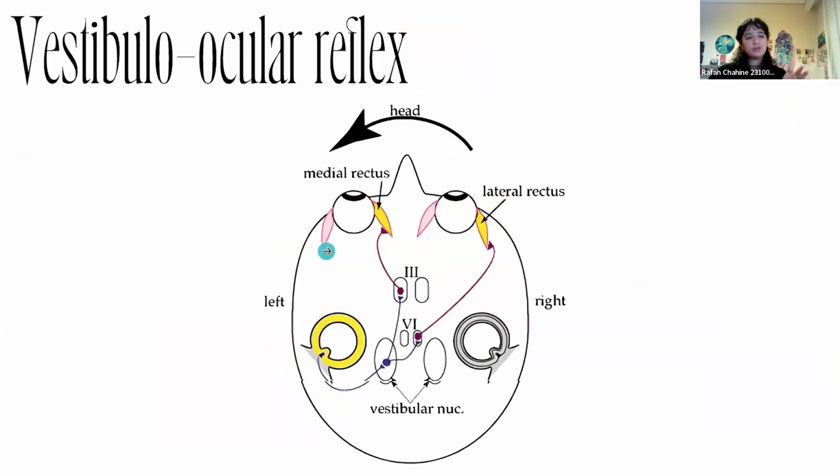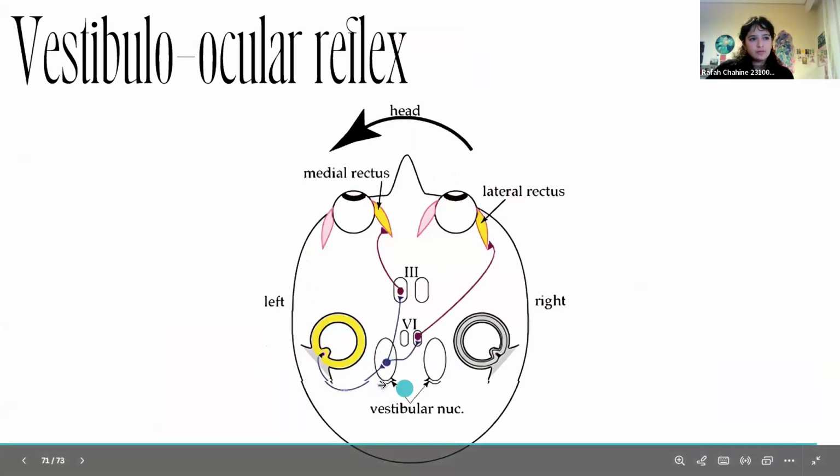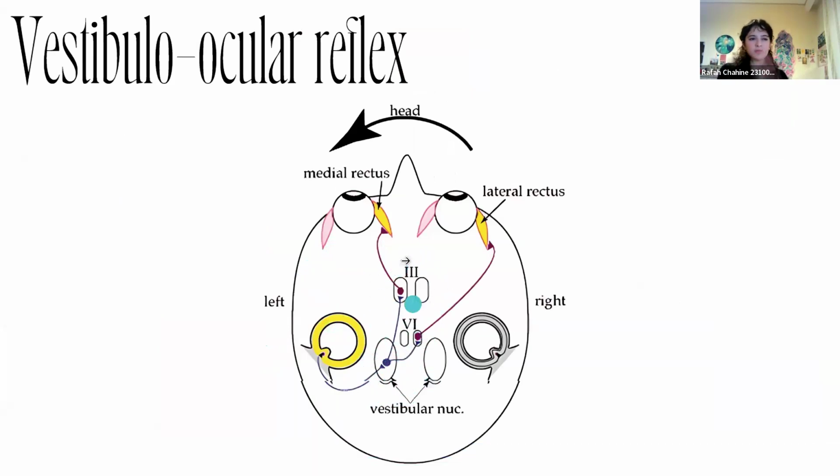Now, the vestibulo-ocular reflex, okay? Like, these are the vestibular nuclei. This is for 6 and this is for 3, okay? Because right now we're only talking about medial rectus or lateral rectus. Once the superior oblique comes into play, which is the whole doll eye thing that is mentioned in your lecture, that is when we'll see it come up in the diagram, okay?